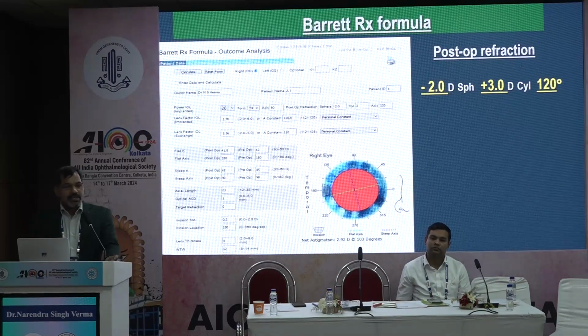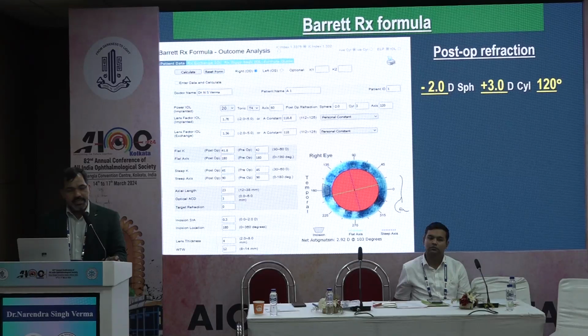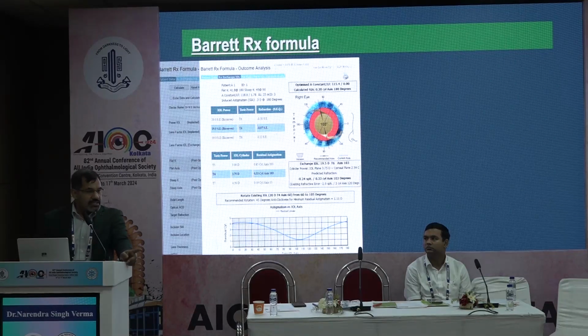So I want to compare the Barrett with astigmatismfix.com. Consider a case in which post-op refraction is -2 diopter spherical with +3 cylinder. When we enter the data in this Barrett toric calculator, it tells us there is rotation from 60 degree to 105 degree. If we rotate the lens from 60 to 105 degree, it will decrease the refractive error, and it also gives how much the refractive error will decrease.